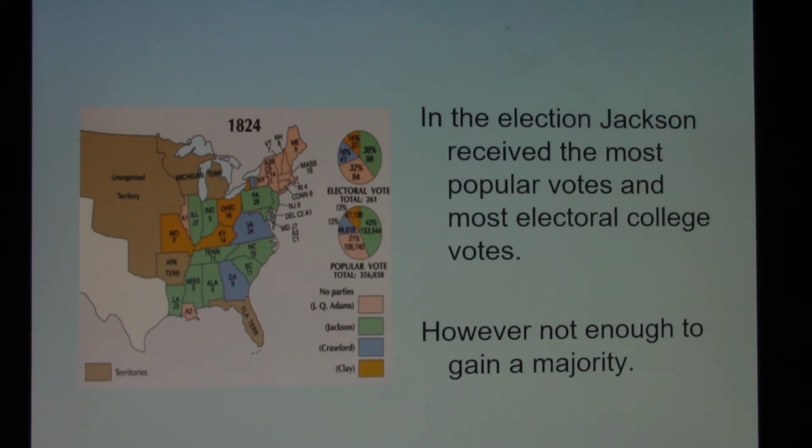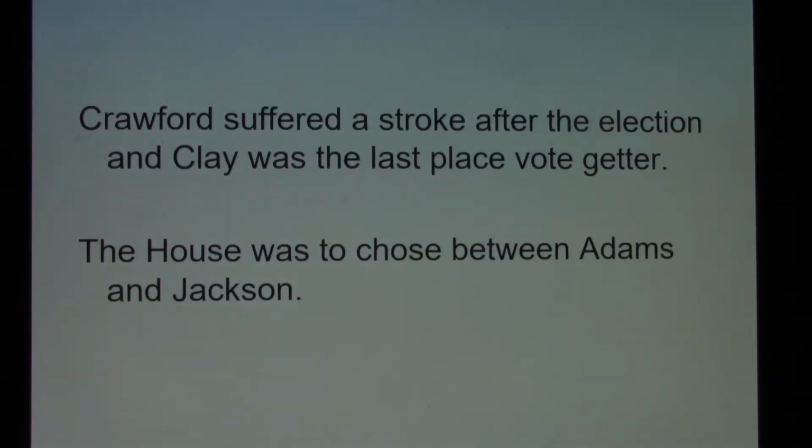So what are we going to do now? Well, the Constitution says that the House of Representatives will decide, and that the House of Representatives may only look at three candidates. So Clay is taken off the list because he got the fewest votes. Crawford, before the House can vote, is going to suffer a stroke. So now it's a two-person race, Adams and Jackson.